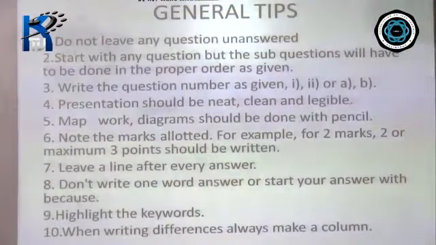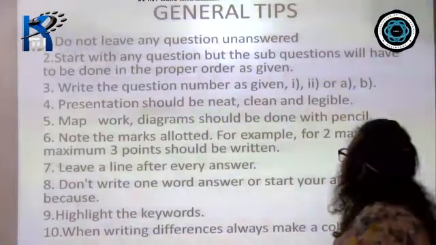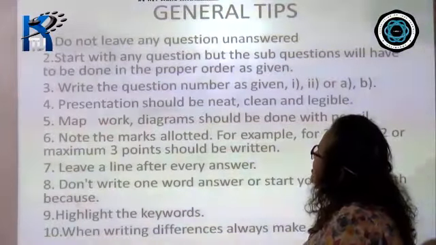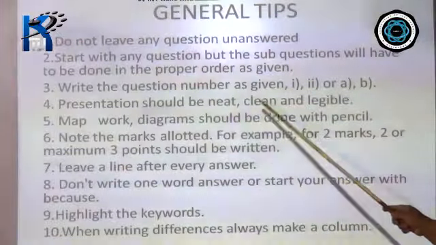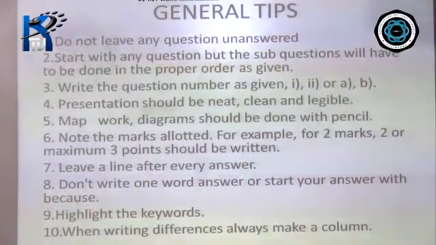Start with any question, but the sub questions will have to be done in the proper order as given below. That means if you choose question number 7 or question number 8, when you're answering, if you're choosing question number 8, you have to do 8A, B, C, D. You can't do question number 8A and then go to question number 3, then go to question number 4, A, B. So start the question and do the sub questions also in order. Write the question number as given. Don't change the number. If it's written 1, 2, 3, 4, write 1, 2, 3, 4. Or if it's written A, B, C, D, write that.